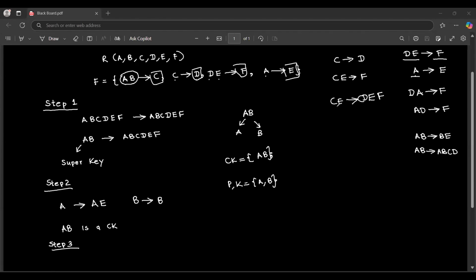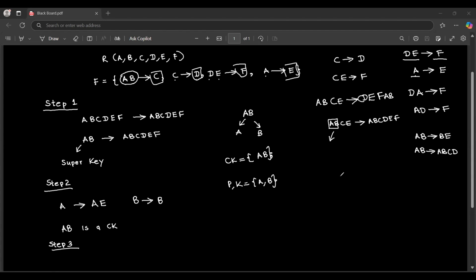Why is that? Because we don't have A or B. If you put AB here, you will have to add AB this side too. But we know ABCE functionally determines ABCDEF. But the thing is, here AB is a candidate key. So even though ABCE is a super key, ABCE is not a candidate key. Why? The proper subset AB is also a candidate key. So ABCE cannot be a candidate key. It can be a super key, but it's not a candidate key.